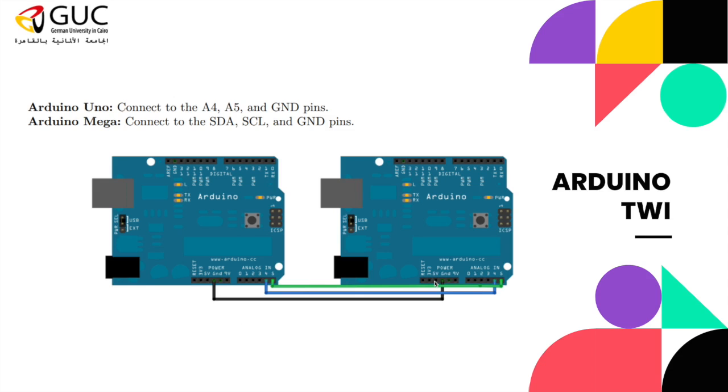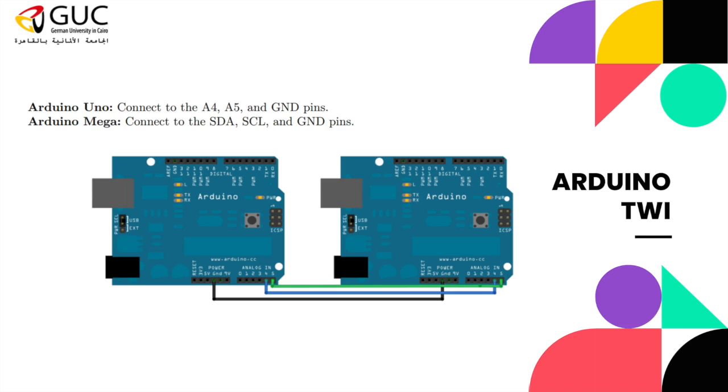However, in the Arduino Mega board, we have different pins. We have SDA and SCL pins, and they are named on the board SDA and SCL. So if I'm communicating between two Arduino Megas, I will be connecting the SDA to the SDA and the SCL to the SCL. They are named SDA and SCL, not any other names. And definitely we will have a common ground between both Arduino boards.